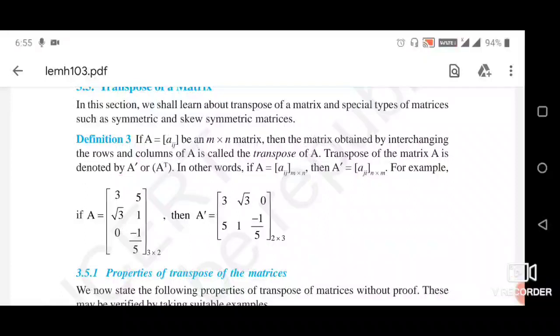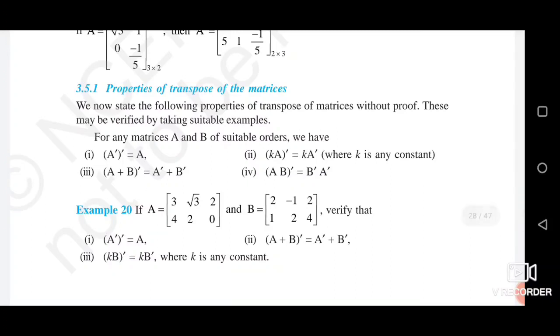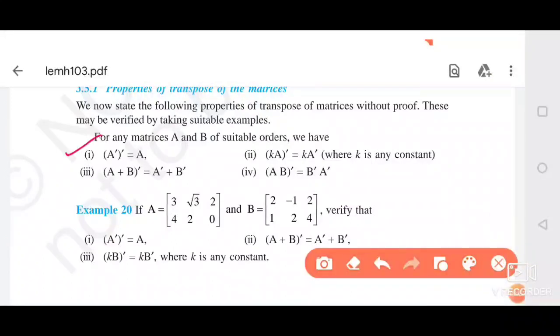Let us see the properties of transpose of matrices. Now what are the properties given? There are 4 properties of transpose of matrices. The first property is A transpose whole transpose is equal to A.